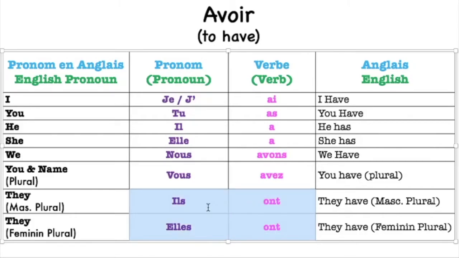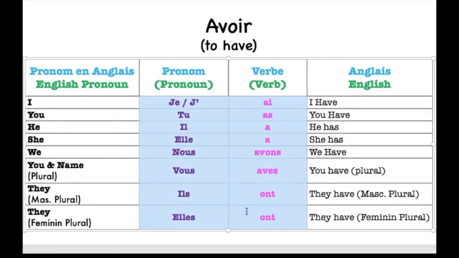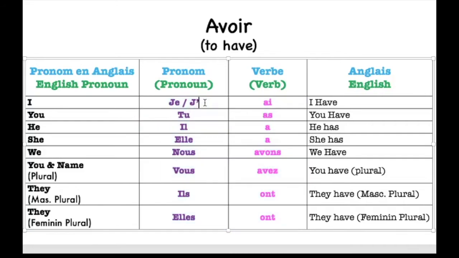And once again, ils and elles, whether it's singular or whether it's plural, these two will always be the same, and these two will always be the same. Okay? So that's two less things to memorize. All right, so now that we know what the conjugated form of avoir looks like, which is this over here: j'ai, tu as, il a, elle a, nous avons, vous avez, ils ont, elles ont.